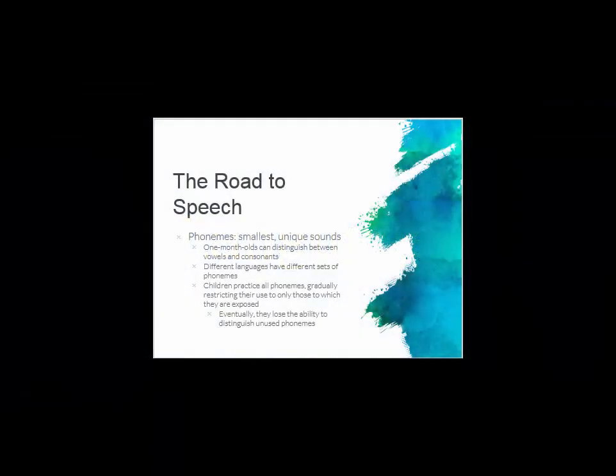Let's talk more about how language is acquired. So the road to speech involves learning phonemes, and these are the smallest unique sounds in a language. One-month-olds can actually distinguish between vowels and consonants. Different languages have different sets of phonemes, and children practice all phonemes, gradually restricting their use to only those to which they're exposed. Eventually, they lose the ability to distinguish between unused phonemes. This is a great example of synaptic pruning.